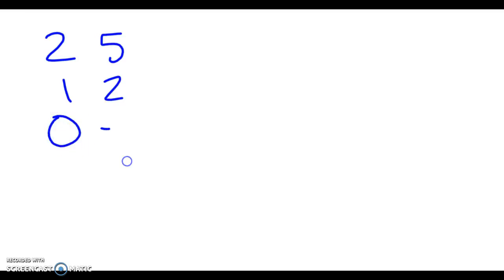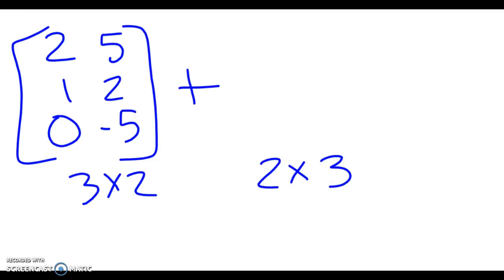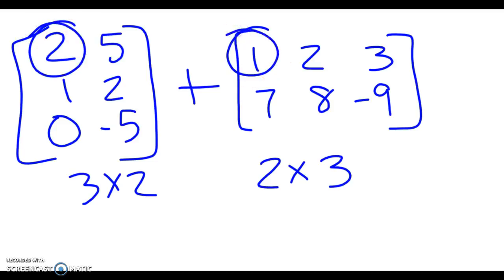Let's do 0, -5. This is a 3 by 2, and you want to add a 2 by 3. That's 2 rows and 3 columns, so 1, 2, 3, 7, 8, -9, just throw a -9 in there. Look, you don't have matching things. You have a first row, first column here. You have a first row, second column. What about this little guy?